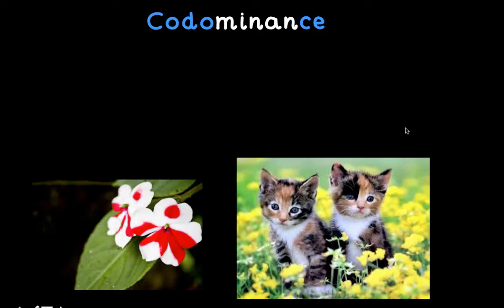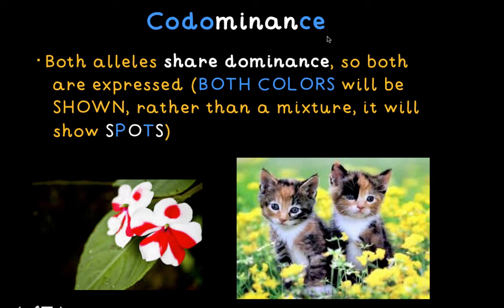Let's look at the other case, which is called codominance. Notice that in here the title is of 2 colors, because in codominance, both alleles share dominance, so both are expressed. Here we have both colors in the phenotype. Rather than being a mixture of pink, we don't see pink at all. What we see is white and what we see is red. Or in the case of these very cute kittens, we have white, brown, and lighter brown.